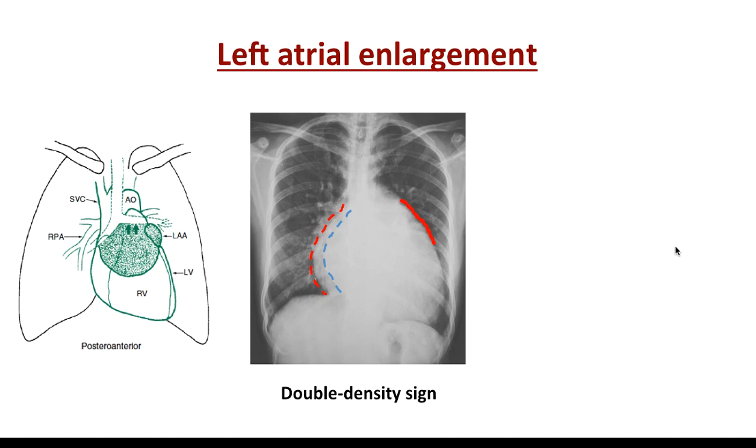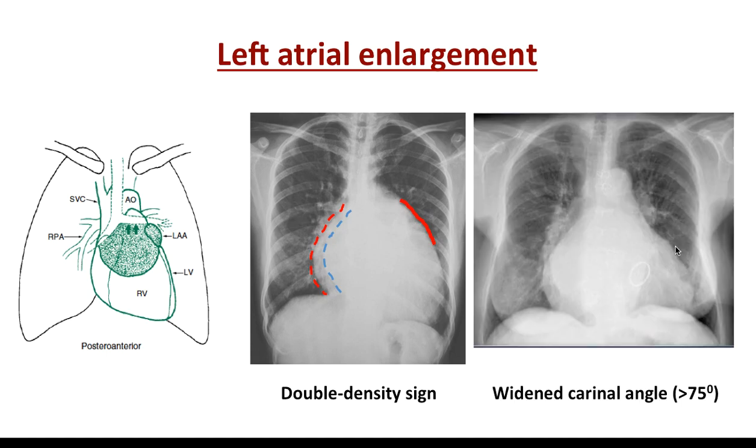And then finally, because it is located beneath the left main bronchus, it will lift the left main bronchus, right? So there will be a widened carinal angle. The left main bronchus will be lifted upward and you will see a widened carinal angle, usually defined as more than 75 degrees. So these are the signs of left atrial enlargement on a PA view.